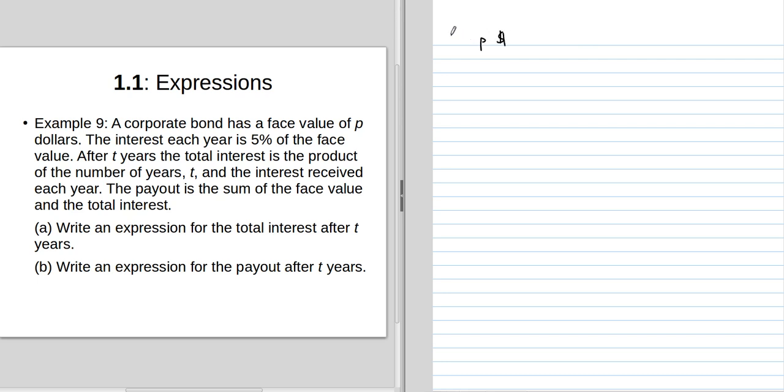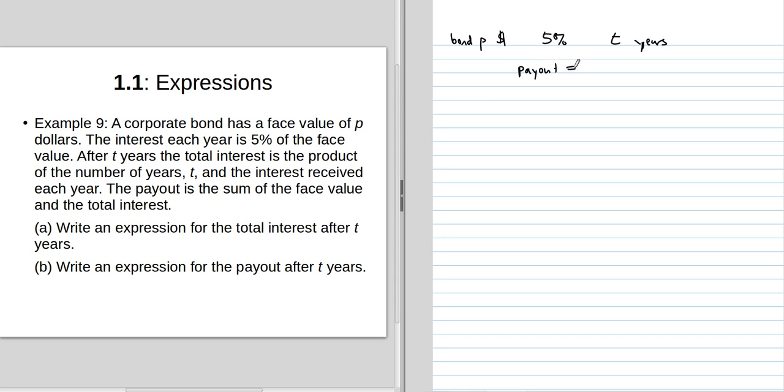I'm just going to write this down to help me understand the problem. There is interest each year of 5% of the face value. After T years, the total interest is the product of the number of years T and the interest received each year. Write down T years. The payout is the sum of the face value and the total interest. Let's just write a simple little equation.